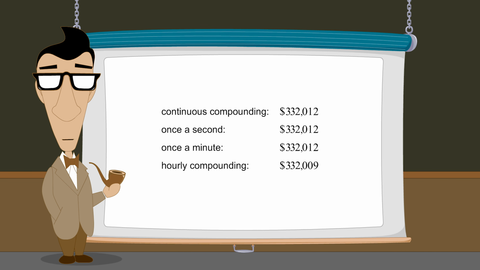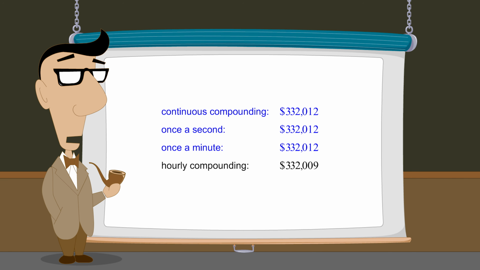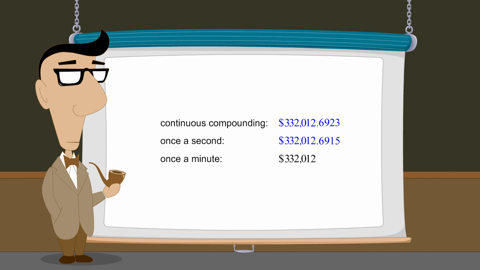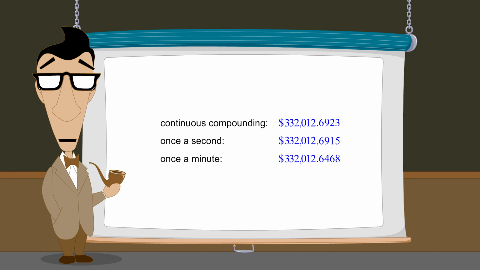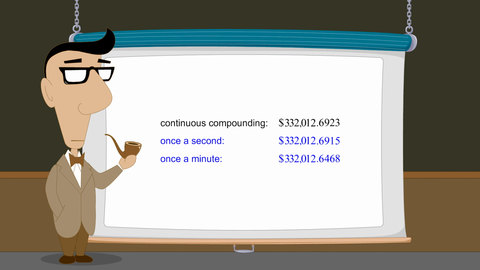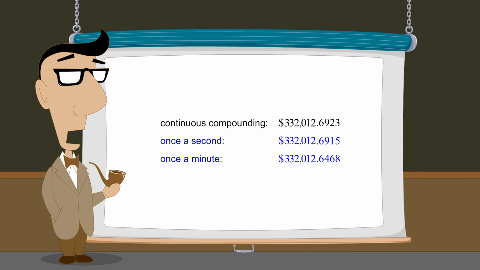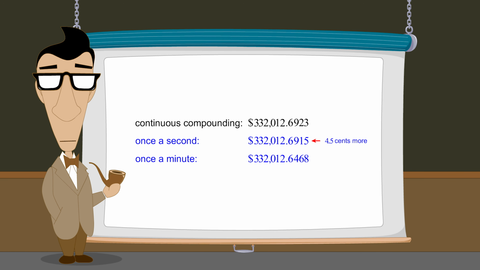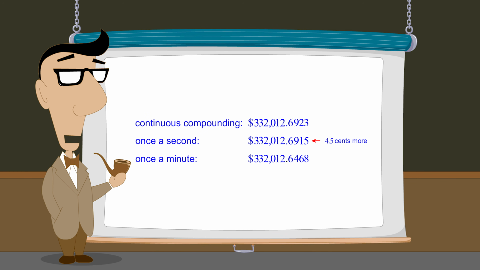And although compounding periods shorter than a minute seem to provide no improvements in principal growth, if we calculate our results out to a few more decimal places, we see that compounding once a second versus once a minute increases the final principal by about 4.5 cents, and compounding continuously increases the final principal by about 0.08 cents more than compounding once a second.